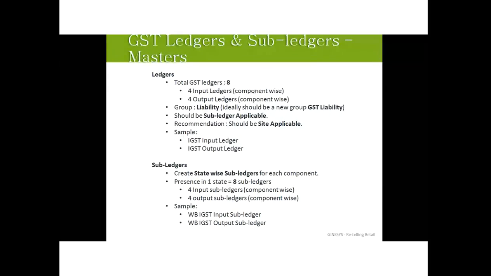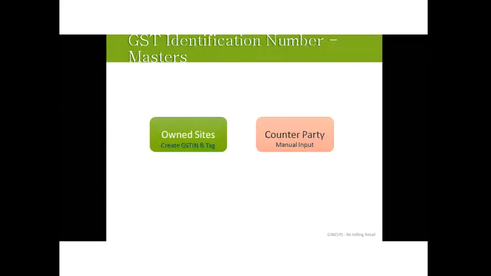After defining the ledgers, we'll have to create subledgers applicable for these ledgers. These subledgers should be state-wise. For each presence in each state, you'll have to create 8 subledgers, 4 input subledgers and 4 output subledgers. The sample is provided as WB IGST input subledger and WB IGST output subledger. Similarly, for other components as well, we'll have to define the same.